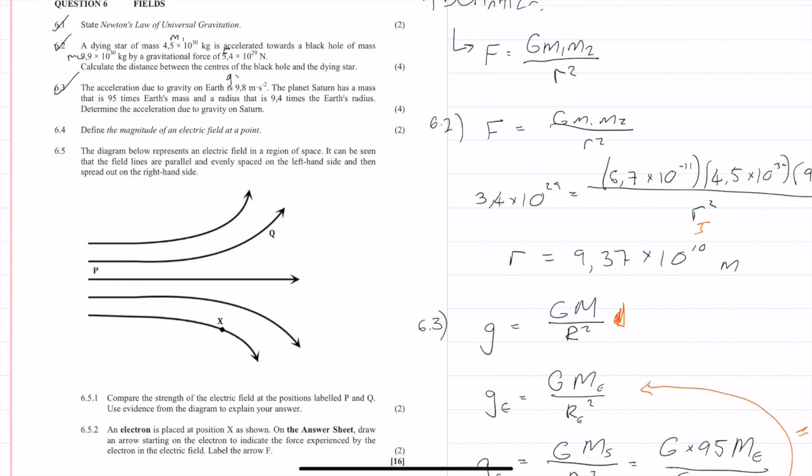Define the magnitude of an electric field at a point. So it's a definition. 6.4. The definition says that the magnitude of an electric field at a point is the force per unit positive charge. I'm going to note per unit positive charge, just note that might come useful later.